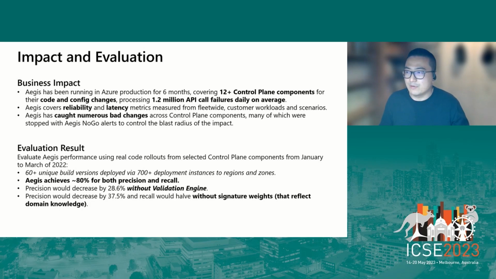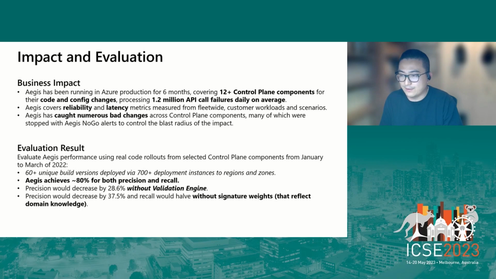Aegis has been running in Azure production for the last 6 months. It covers more than 12 control plane components for both their code and config changes. On a typical day, it processes over 1.2 million API call failures, to give you a sense of its scale. And Aegis covers both reliability and latency metrics that are measured from different granularities, from fleet-wide to customer workloads or scenarios. Aegis has caught numerous bad changes and stopped many of them to control the blast radius of their impact. We also evaluated Aegis performance with a holdout data set grabbed from our Azure business for a period of 3 months.